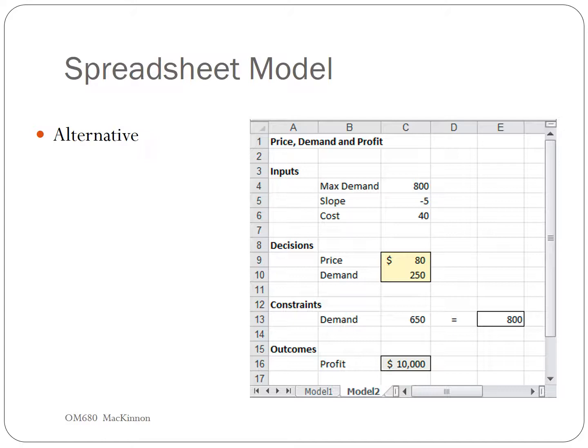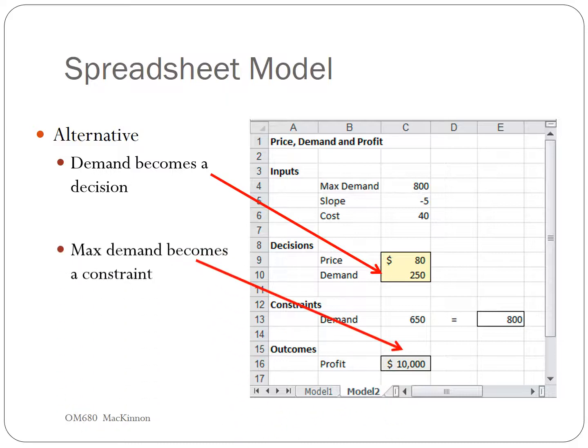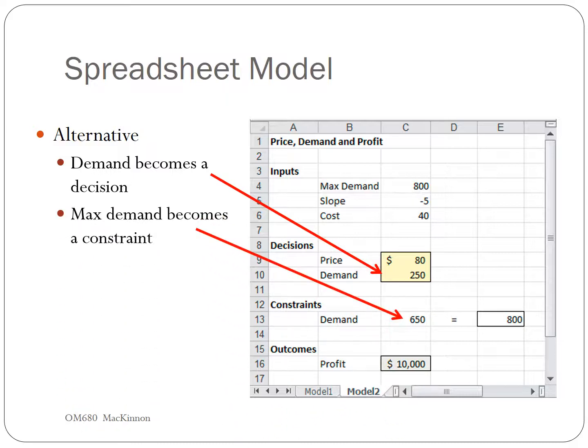Now, as an alternative, this is an alternative model that achieves the same results. We now have price and demand as decision variables. In other words, we let the optimizer figure out the values for these. And our maximum demand becomes a constraint. Constraint means that in this particular model, demand cannot exceed 800.